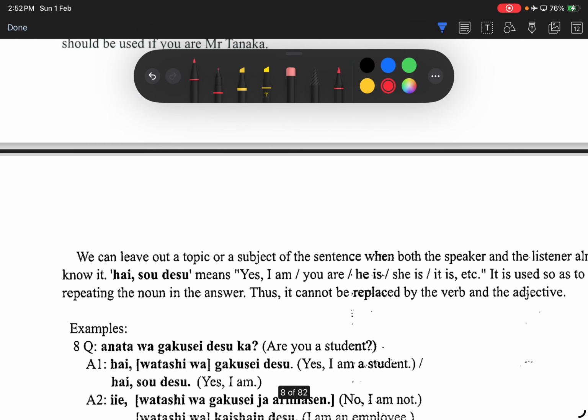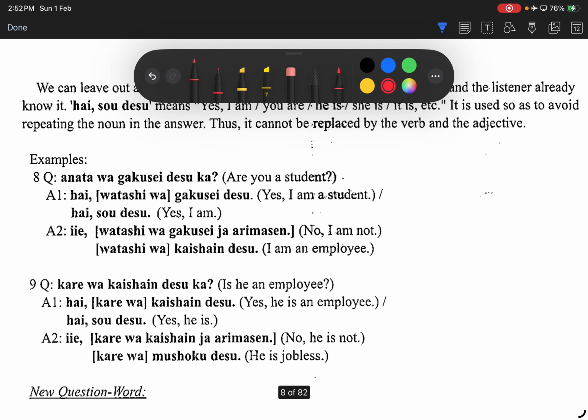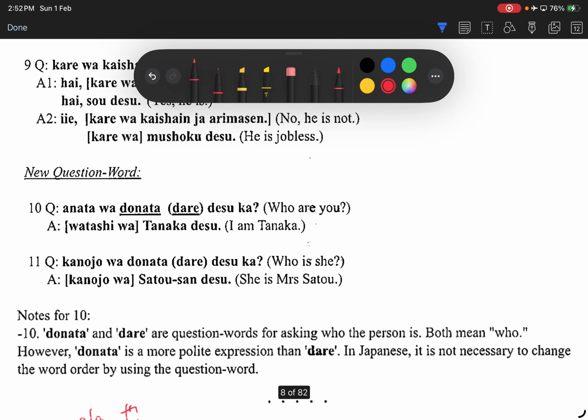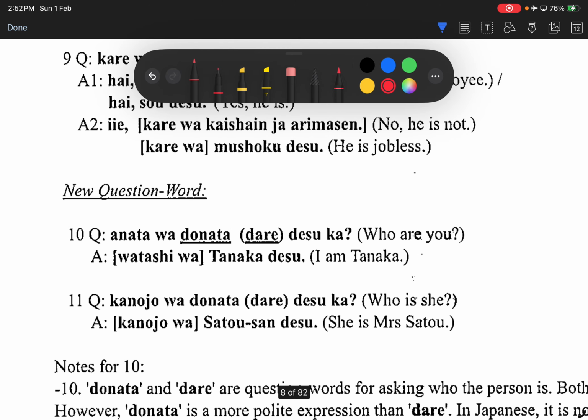Okay, next. We have this new question word on the next page.